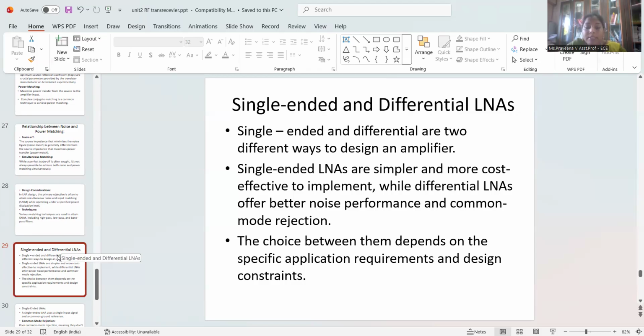For a differential LNA, the signal is carried on two complementary paths. The amplifier processes the difference between the two signals. In a single-ended LNA, the signal is applied to one terminal itself with reference to the ground, but in a differential LNA, the signal is carried on two complementary paths, so the amplifier processes the difference between the two signals. Let us see the characteristics. It provides better noise immunity, improves the linearity, and gives better performance at high frequency.